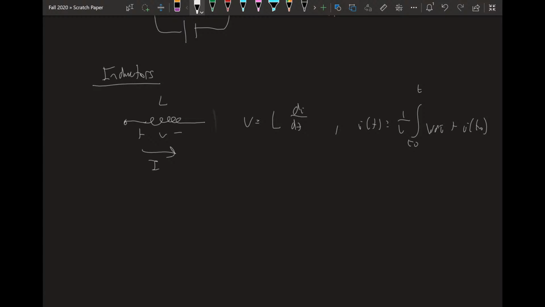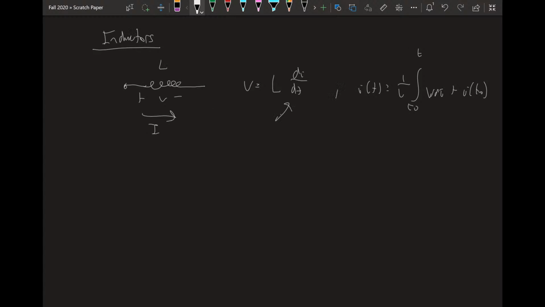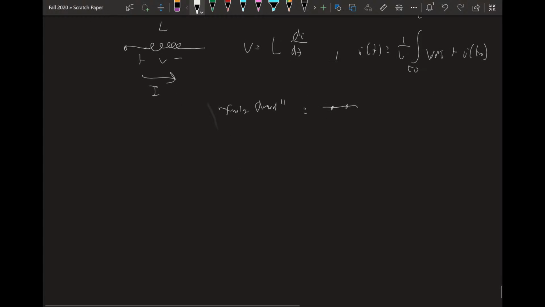So like the capacitor, we see a time derivative over here, and this means that the current cannot change instantaneously over time because that would lead to an infinite derivative term. And a fully charged inductor acts as a short circuit. It drops 0 voltage across the terminals and lets all that current flow through it, basically a wire.